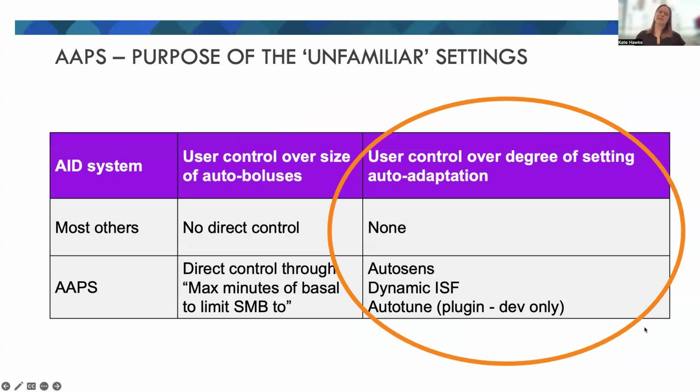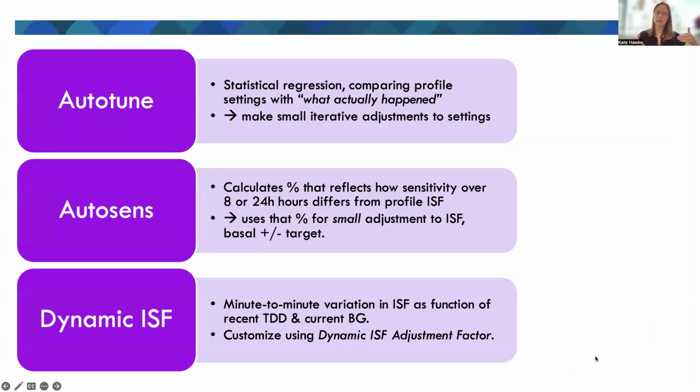Final unfamiliar concept in aAPS that we'll cover is this auto adaptation piece. So what could we do if we wanted the system to auto adapt? So there's been a range of different options kind of put together over the years, whereby a user could switch on one or more than one of these options. Think of AutoTune as a statistical regression. So this is comparing the profile settings with what actually happened. So it's then going to allow the user to make small iterative adjustments to their settings.